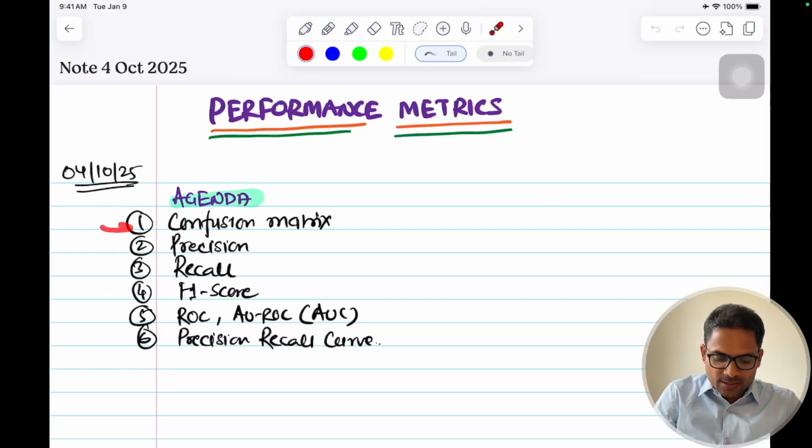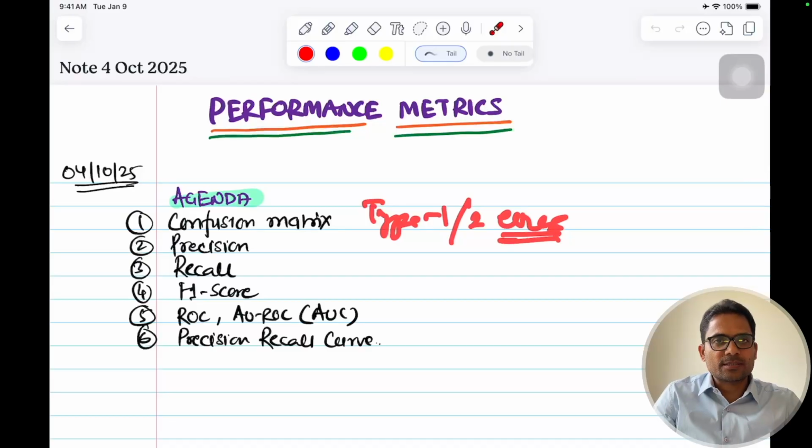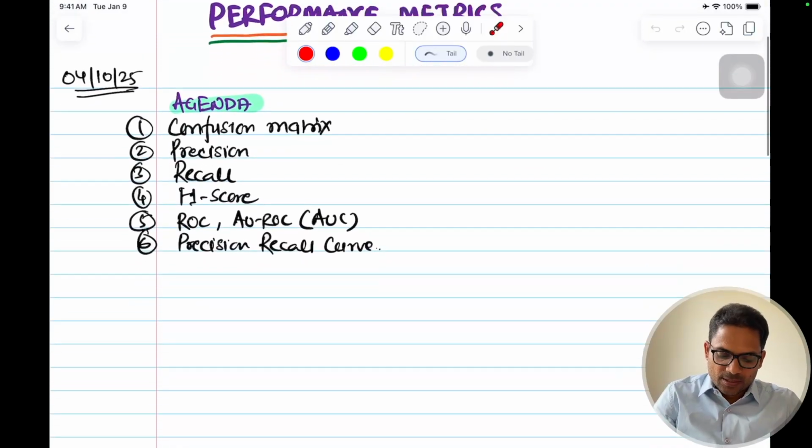So we'll start with the confusion matrix. That's the most common utility. Then we'll discuss precision, recall, F1 score, then ROC, receiver operating characteristics, and area under ROC, that is also called AUC, and then we'll talk about PRC or precision recall curve. And while discussing the confusion matrix, we'll also discuss type 1 and type 2 errors. Okay, so let's understand all of them one by one.